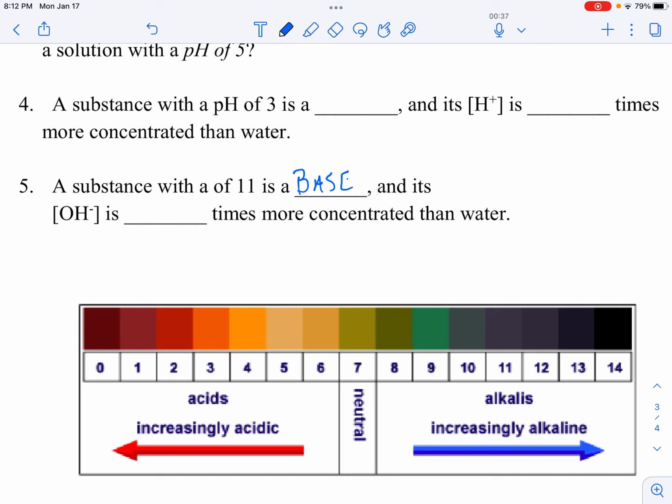So we're going to go from 7 to 11, and we know bases have a very high concentration of hydroxide, so the scale is based on a power of 10, and we've moved 4 places, so 10 to the 4th again is going to give us 10,000. So we went from a pH of 7 to 11, and the bases are going to have more hydroxide than the water. How many times more concentrated? We've moved 1, 2, 3, 4 places, 10 to the 4th. It's 10,000 times more concentrated than water.